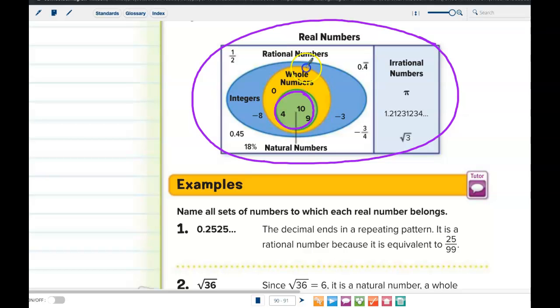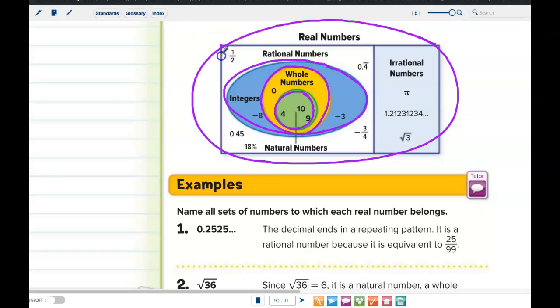Our whole numbers, the second one, are 0, 1, 2, 3, 4. So our whole numbers now include 0. They're also only positive. Our next one is integers. Integers are negative and positive whole numbers. So you have -3, -2, -1, 0, 1, 2, 3, 4, and so on. It goes all the way from negative infinity to positive infinity.